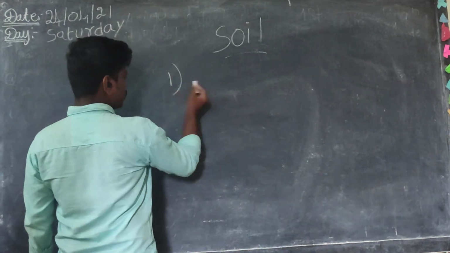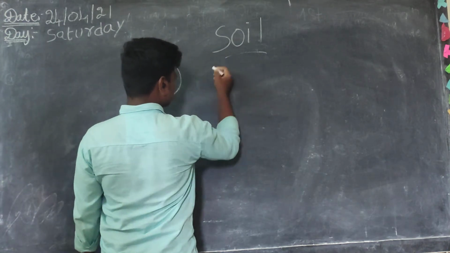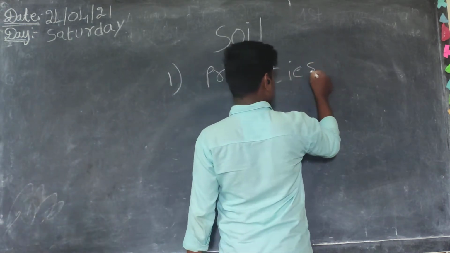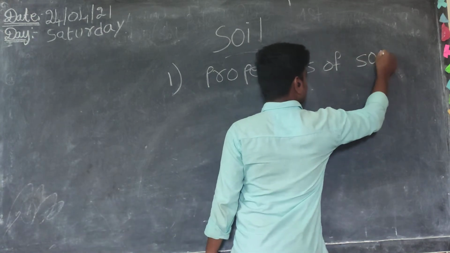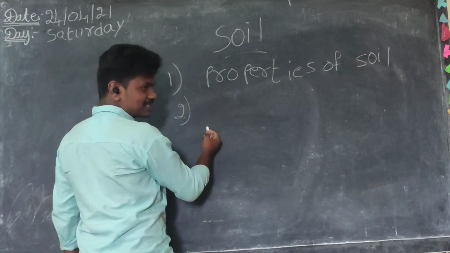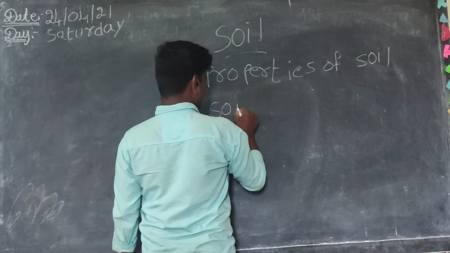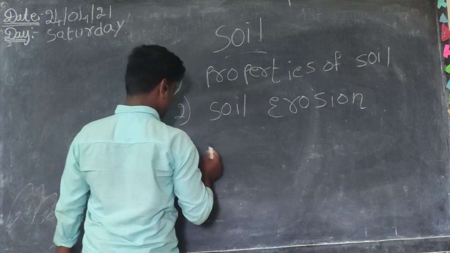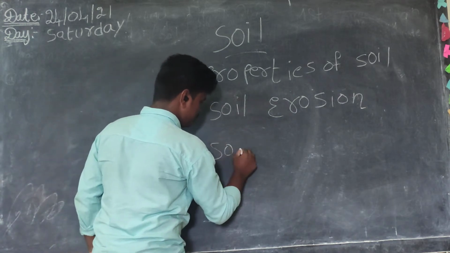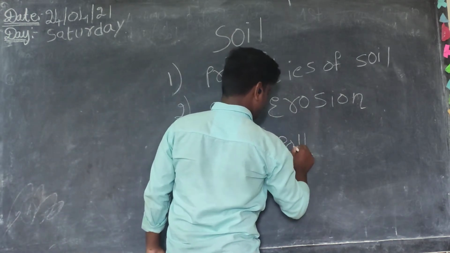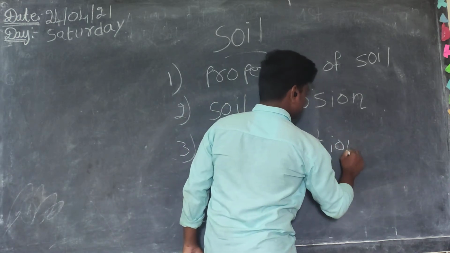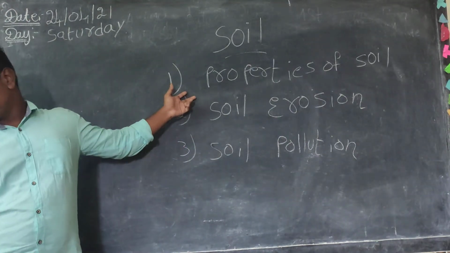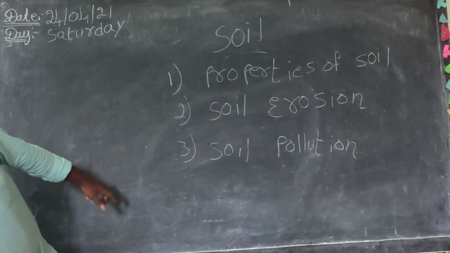Now we are going to discuss the first topic, properties of soil. The second one is soil erosion. The third one is soil pollution. These are the three topics that we are going to learn now. The first one is properties of soil. What are the properties of soil?